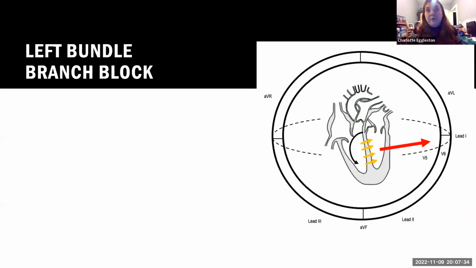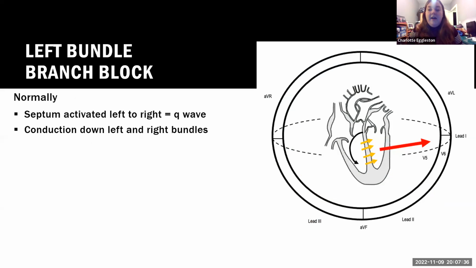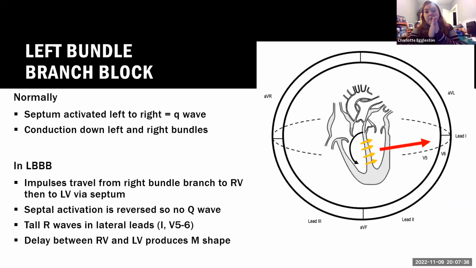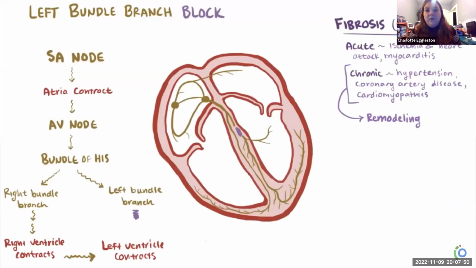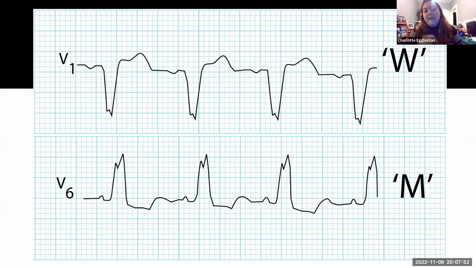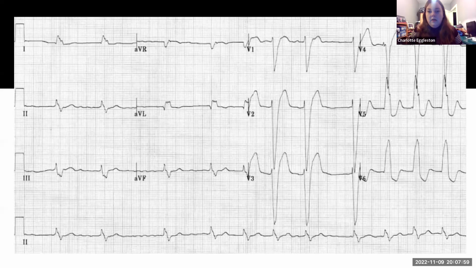And left bundle branch block is similar in that, again, your impulse isn't going to go down the left side, so all of the impulse goes down the right and then has to find a new way to get to the left, so it just takes a lot longer, and you get a kind of bigger spike in V1, which causes your William shape. So in this one, you get a very negative initially in V1 and very positive in V6. Which you can see on some real examples.